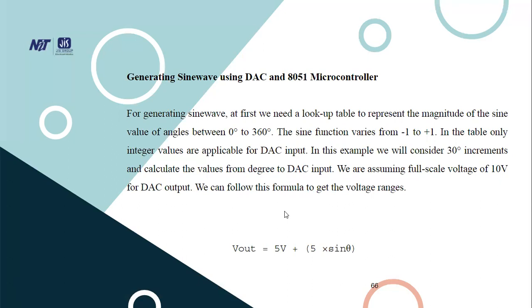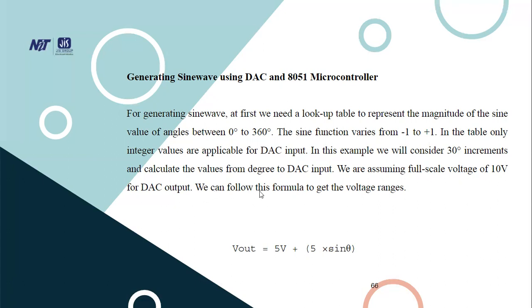Generating a sine wave using DAC and 8051 microcontroller. For generating a sine wave, at first we need a lookup table to represent the magnitude of the sine wave for angles between 0 degree and 360 degree. The sine function varies from -1 to +1. In the table, only integer values are applicable for the DAC input. In this example, we will consider 30 degree increments and calculate the values from degree to DAC input. We are assuming the full scale voltage is 10 volt for the DAC output.